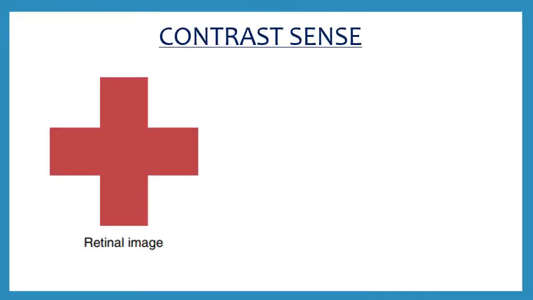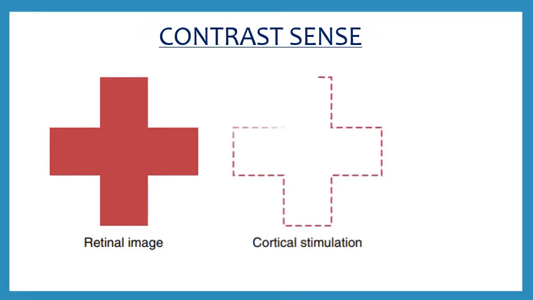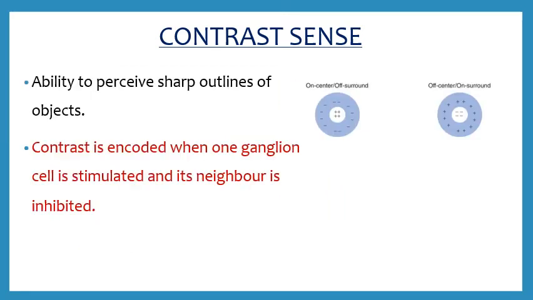Next we'll see about the contrast sense. Suppose this is the image that is being projected. In the cortex, there will be maximum activity at the edges, which means our cortex is designed in such a way that it responds maximally to the edges of the image. This encoding actually begins at the ganglion cell level itself. Remember, after the photoreceptors, we've got the bipolar cells and then the ganglion cells, right? So the contrast is encoded right at the ganglion cell level. This ability to perceive sharp outlines is due to these specialized ganglion cells.